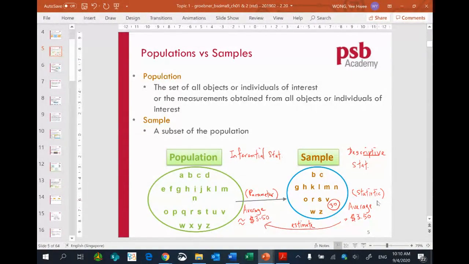Okay, and what you're going to do with this is use these numbers to estimate what you want to find out. You are interested in finding the market price of a regular bubble tea, for example. So from there you get $3.50, and you try to use this to estimate the population average, which we call the parameter. So when you are at this stage, you are doing something called inferential statistics.